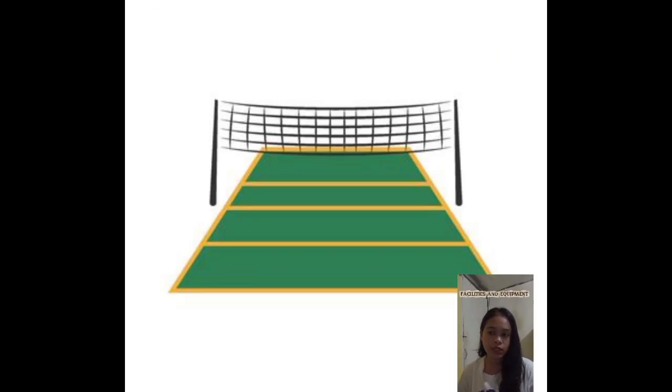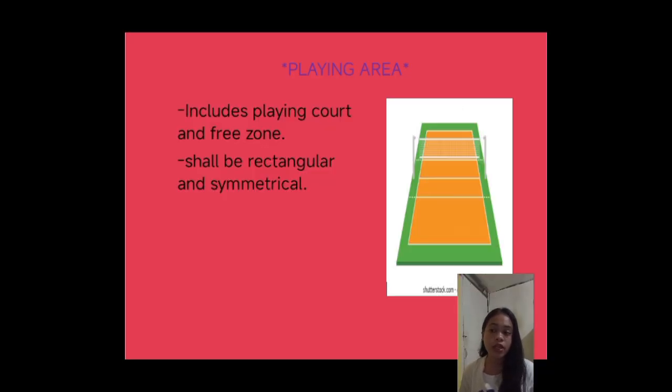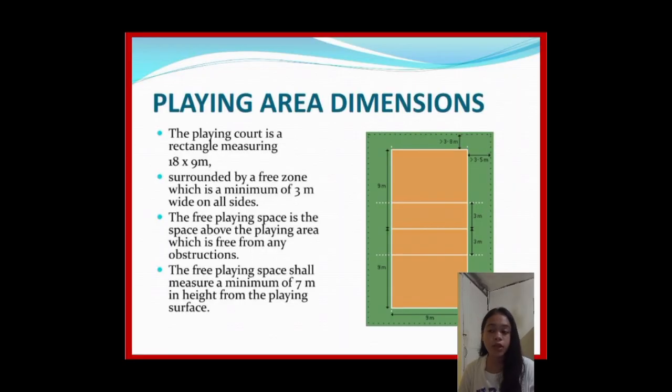Facility and equipment. First is the playing area. The playing area includes the playing court and the free zone. It shall be rectangular and symmetrical. The dimensions: the playing court is a rectangle measuring 18 by 9 meters surrounded by a free zone which is a minimum of 3 meters wide on all sides.